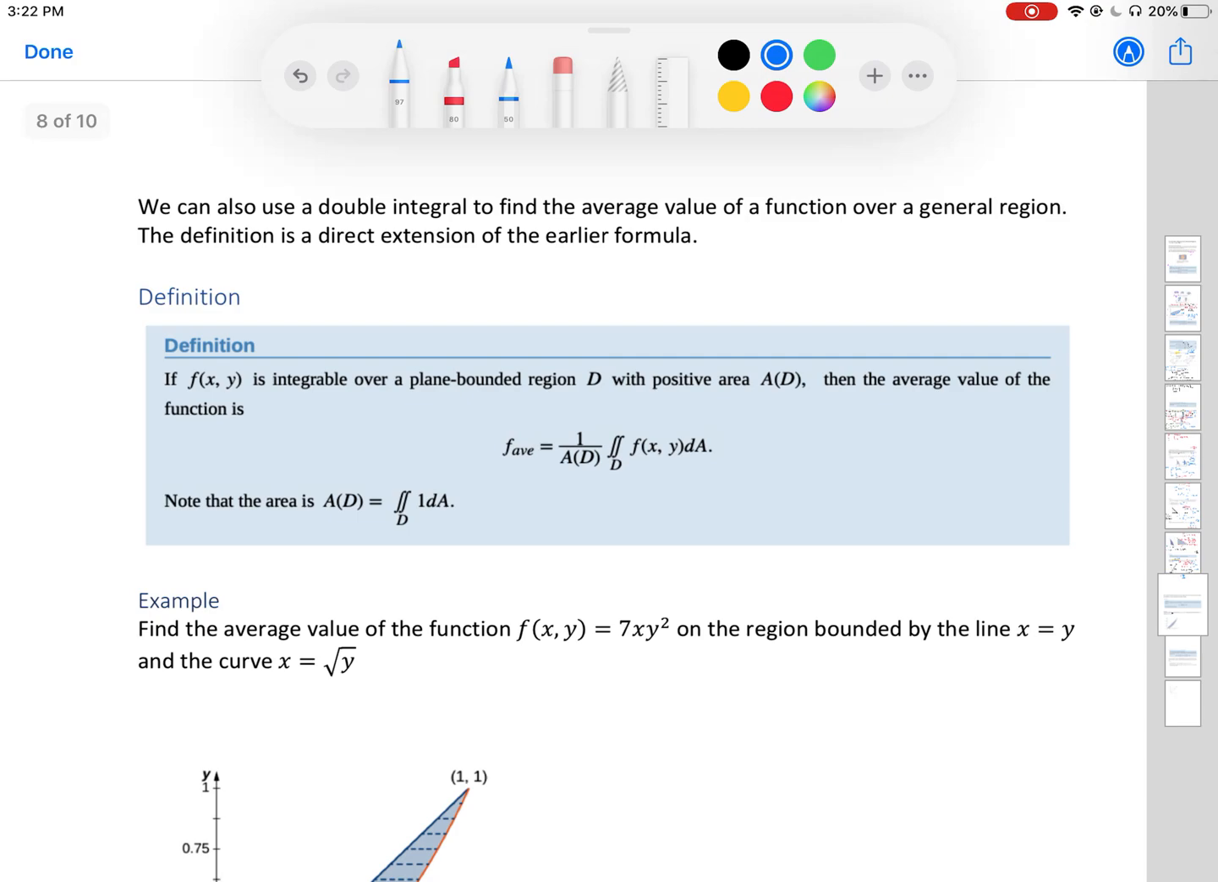We can also use double integrals to find the average value of a function over a general region. The definition is a direct extension of the earlier formula. So we're going to do the other formula we did first, and then we're going to integrate over a given function.